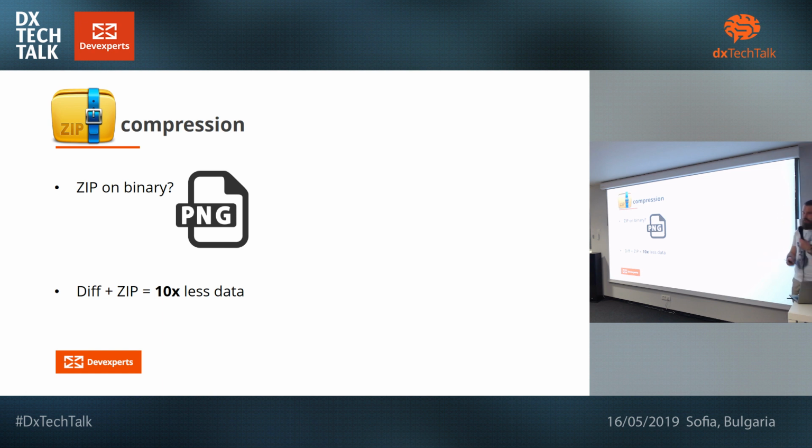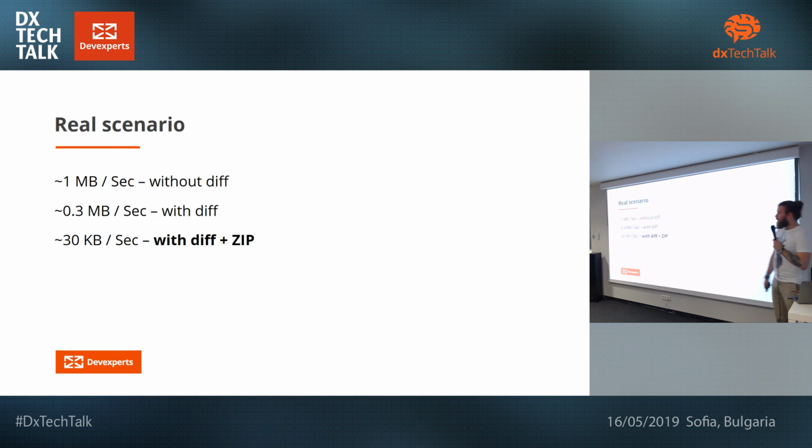Another very well known example of using zip on binary is the Portable Network Graphics format, where one of the steps of compressing to that format is just zip compression. So they introduce a little bit more regularities in their raw bitmap, and then zip it. We do pretty much the same. We calculate the diff, introducing more regularities, and then we use zip, and we get 10 times less data with this approach. So in our real scenario, we have 30 kilobytes per second using diff and zip instead of just using diff.